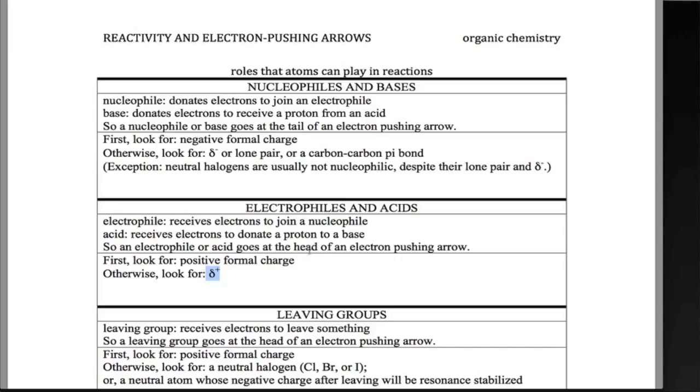So when do you look for delta charges? When there's no formal charges in the molecule. If there's no formal charges in the molecule, we should automatically look for lone pairs or delta charges. If there's no formal charges, the next step is to look for lone pairs, carbon-carbon pi bonds, and delta charges. That's something, especially the delta charges, we're having a little trouble seeing. Okay, so let's go back to your screen.